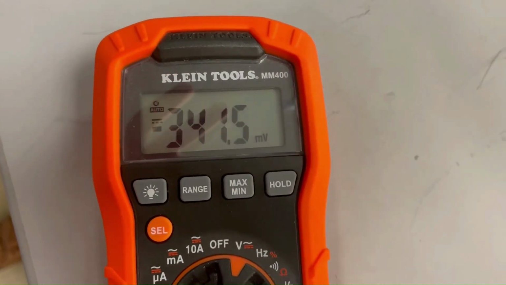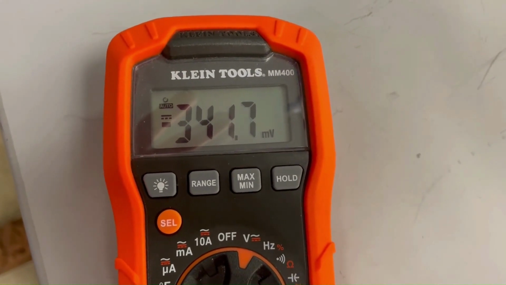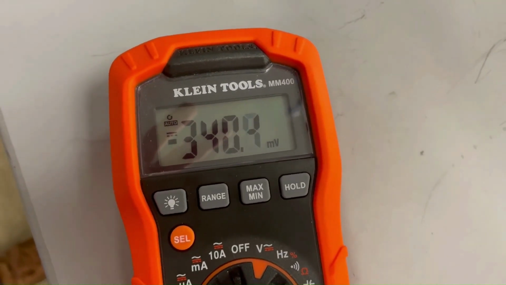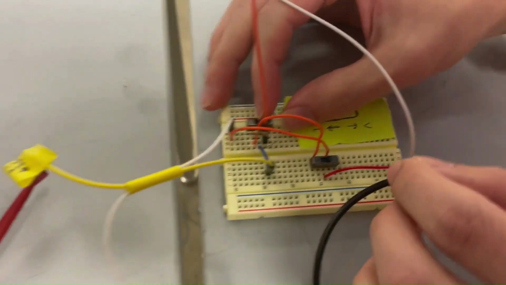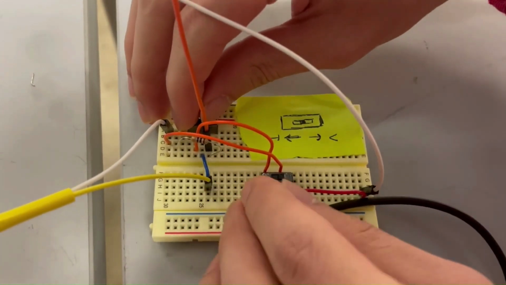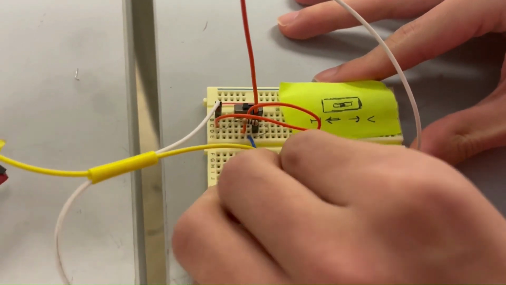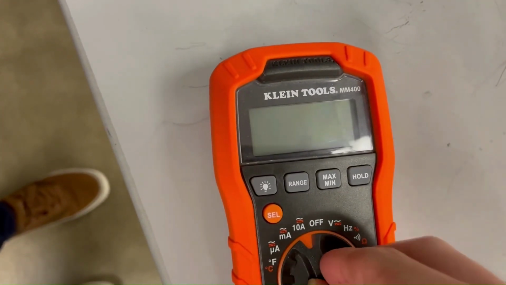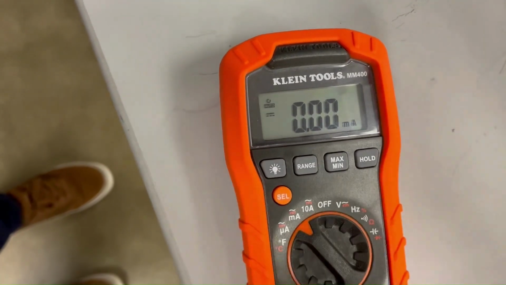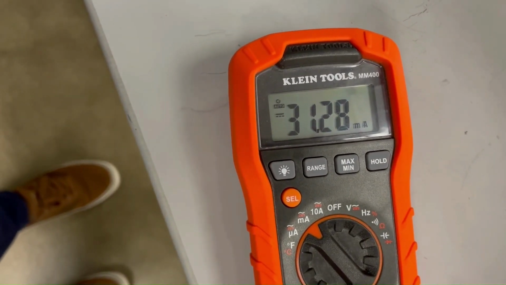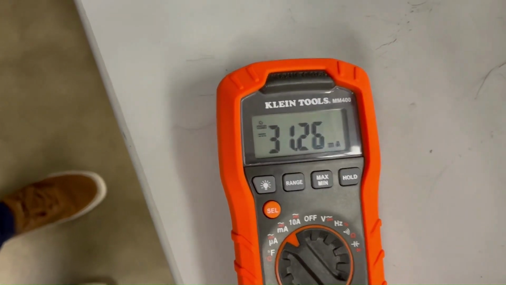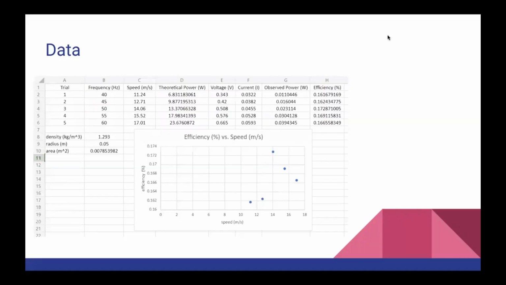First, we use the multimeter to measure the voltage output. Then we switch the switches, change the circuit, and measure the current output.